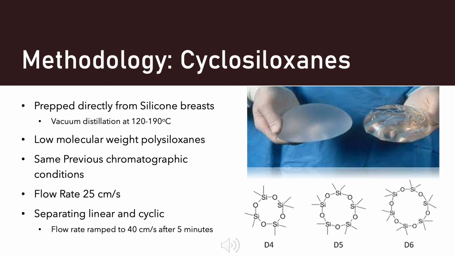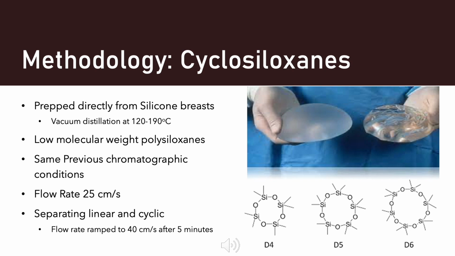The last method used to identify and quantify PDMS looked at cyclosiloxanes directly extracted from breast implants. Here they monitored low molecular weight polysiloxanes. GC AED and GCMS were used again under the same original parameters. Here they looked at if there was a potential difference between the fragmentation and analysis of linear and cyclosiloxanes.